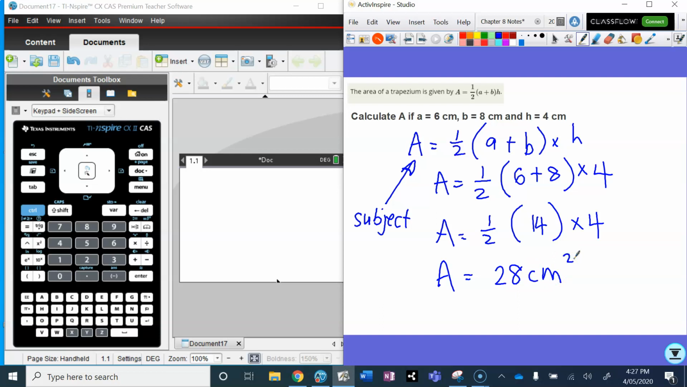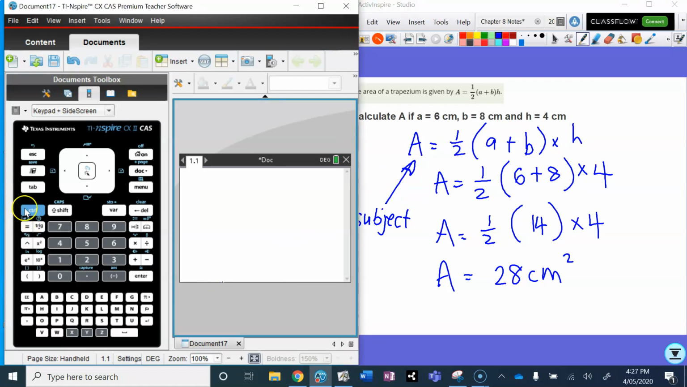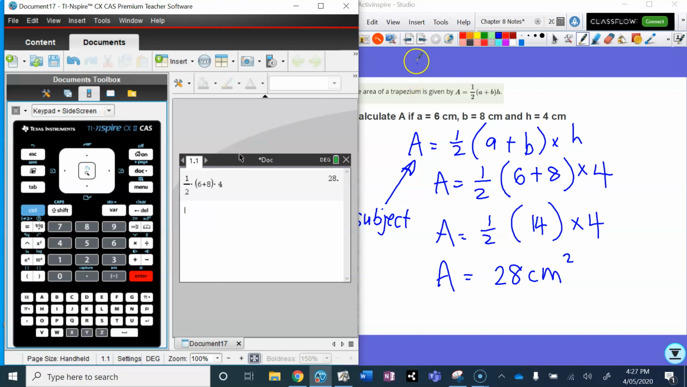So it's pretty straightforward. If you were using your calculator to answer that one, obviously we need to put in there our fraction template, starting off, and a half multiplied by a plus b, so 6 plus 8, times 4, and done. So 28. So pretty happy with that one. So that sort of question's quite straightforward.